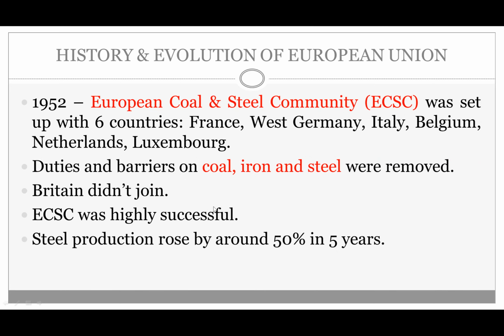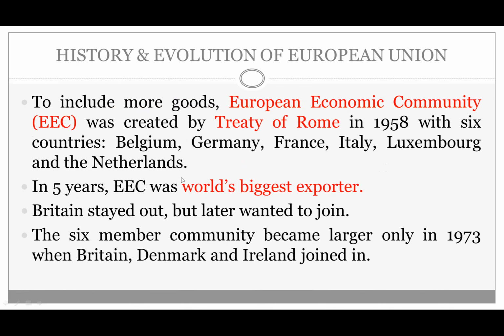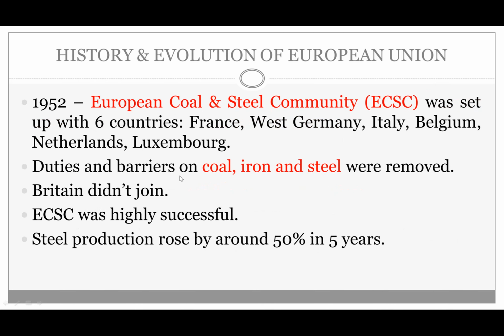Next step was in 1952, a very important community was created. It was called European Coal and Steel Community. As the name suggests, duties and barriers on coal, iron and steel were removed. 6 countries were part of this community: France, West Germany.